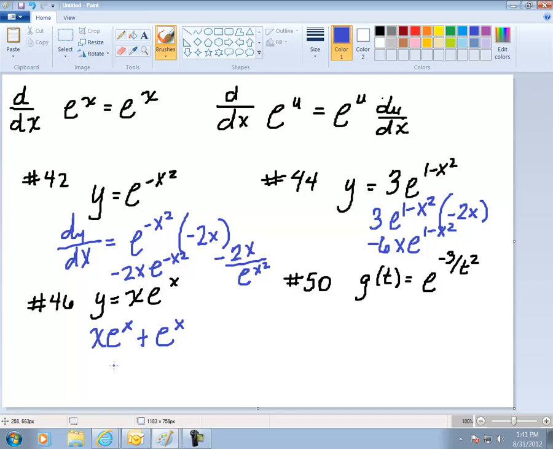Okay, and now I can simplify this further by factoring out an e to the x, and I simply am left with x plus 1.